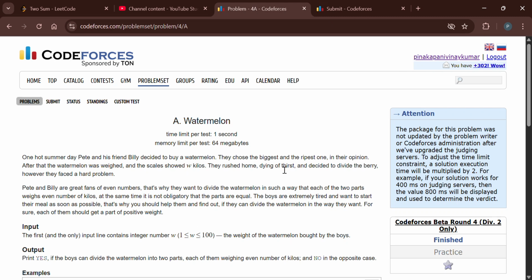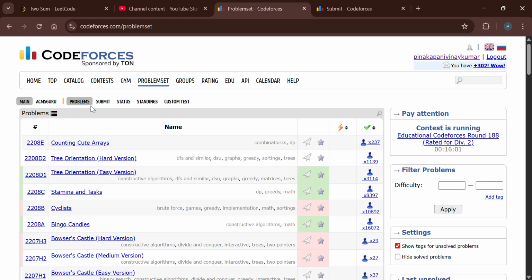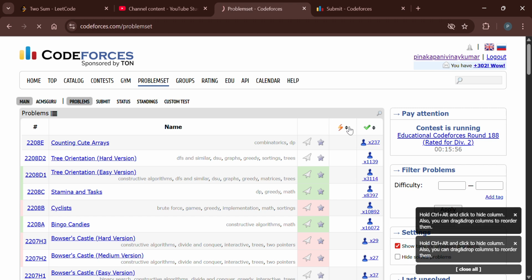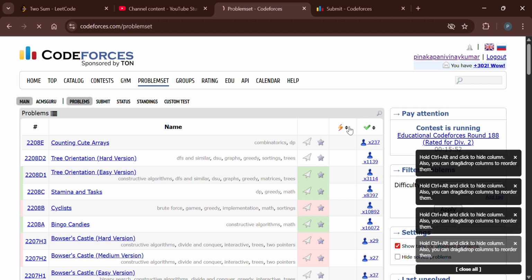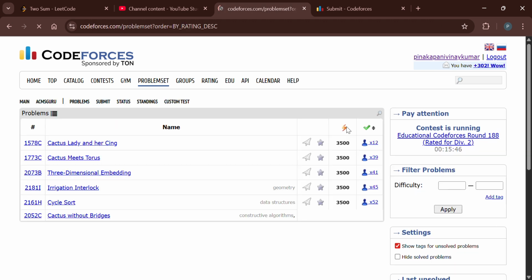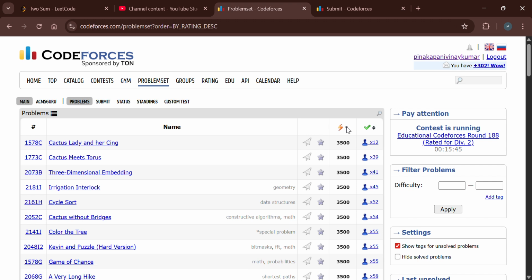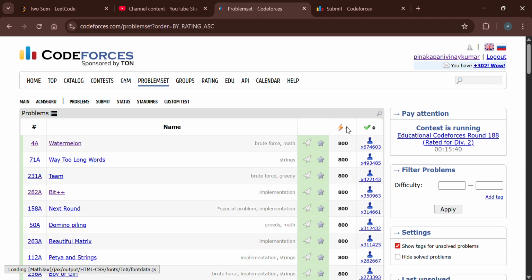So here we are having Codeforces problem 1. Go to the Codeforces problem set section. It's buffering. And you go here, you'll find the list of all the problems. Then you arrange them by the sorting of the difficulty level. Let's click this. Yeah, 3500 is the most difficult problem available on this platform.